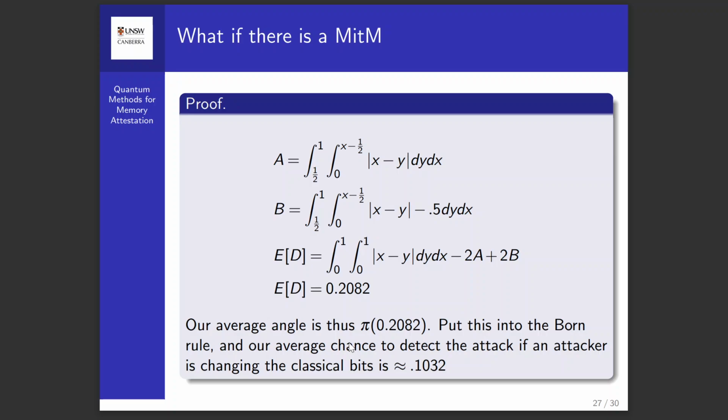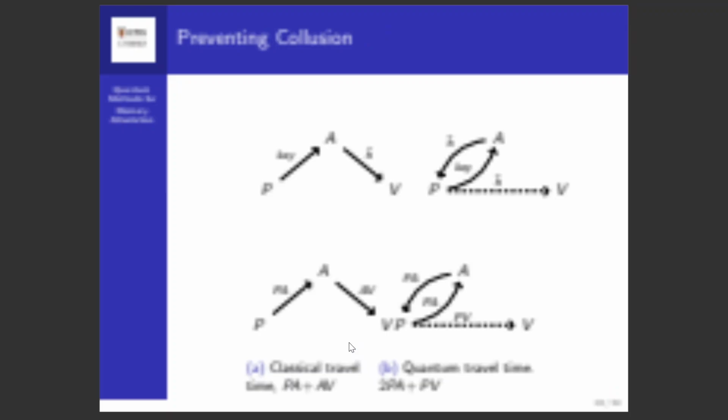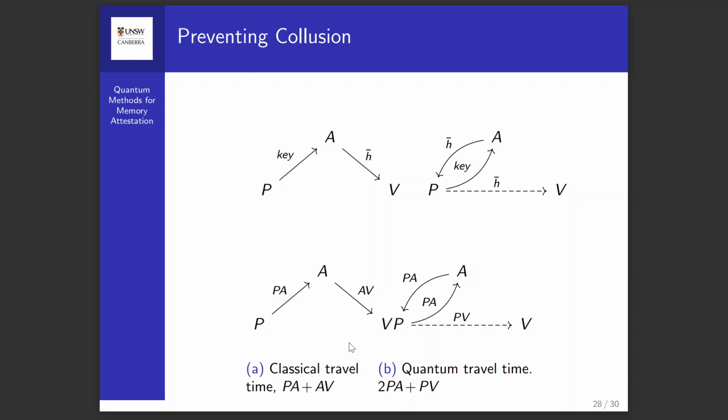And you can show that that's about 0.2. So this is from range 0 to 1, so we go back to the range 0 to pi, which is the angles we're working on. And then you can show basically you have a 10% chance to detect the attack from one iteration. So every time you do another iteration, you increase your chance of detecting. All right, so that was the man in the middle.